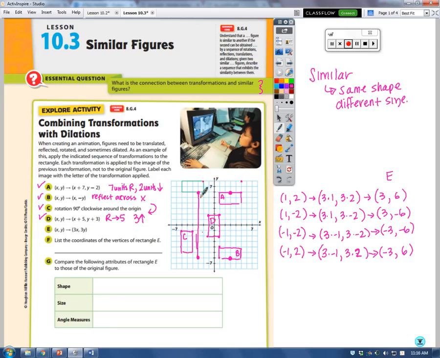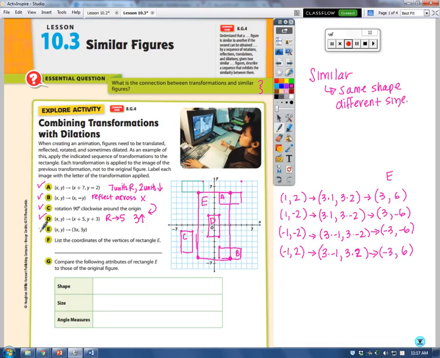I'm just going to make sure these corresponding side lengths are 3 times the size. So this is 2 units here. This should be 6. 1, 2, 3, 4, 5, 6. This is 4 units here. 3 times that would be 12. So this side length should be 12. 1, 2, 3, 4, 5, 6, 7, 8, 9, 10, 11, 12. So this is the right size. And this is our rectangle E.